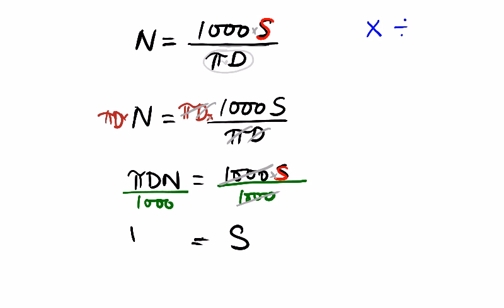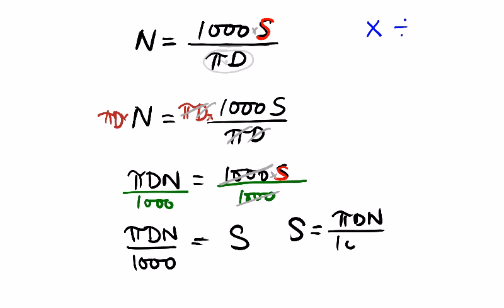On the left hand side we have this big expression pi dn divided by 1000. Of course we can rewrite this if we want as s equals the same thing, pi dn over 1000. But it's always safer to make sure we don't touch the subject, the letter we want to transpose the formula for, until the very end.